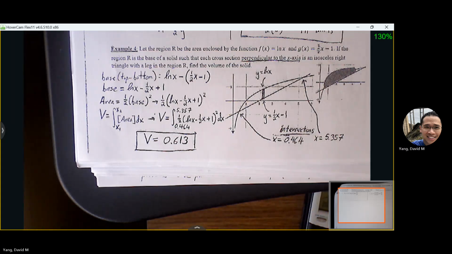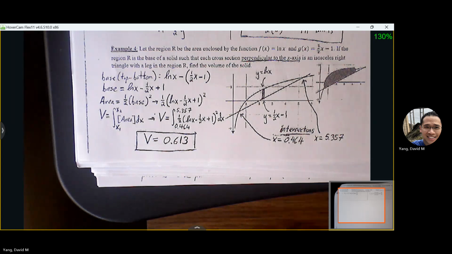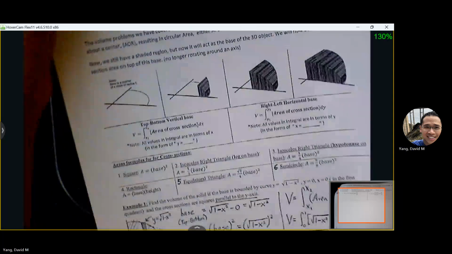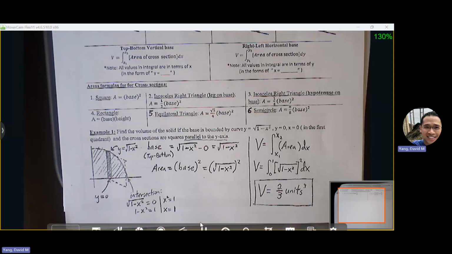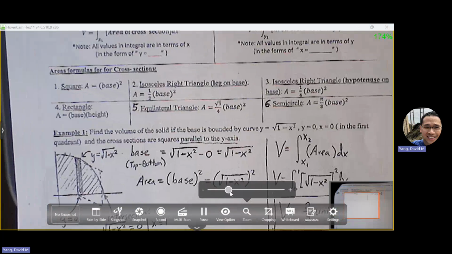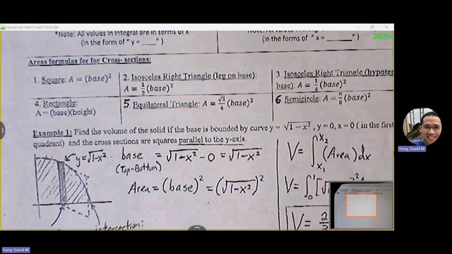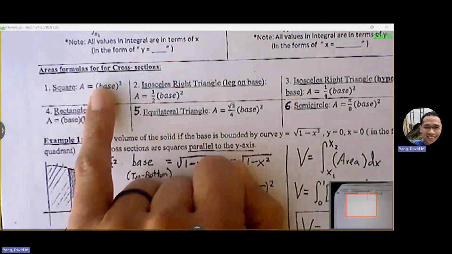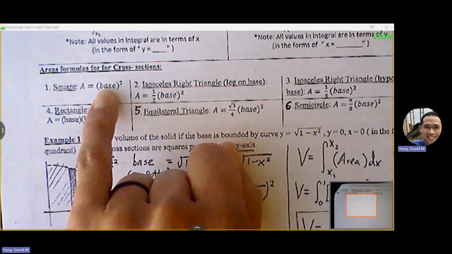Right, any questions? Let me talk about these area formulas for cross sections. I know it's intimidating to think about having to memorize all these formulas, but what do you notice is common between the majority, if not all, of these cross-section formulas? They all have base squared, right? And you already know the area of a square is base squared. Everything is just going to be built off of that, except for rectangle.